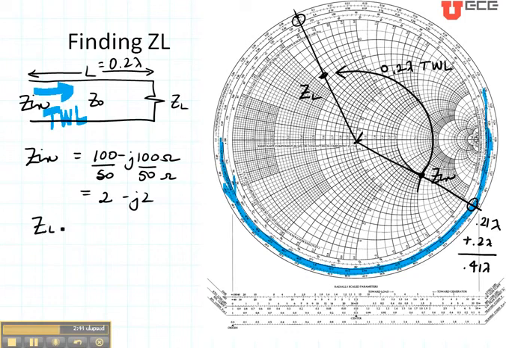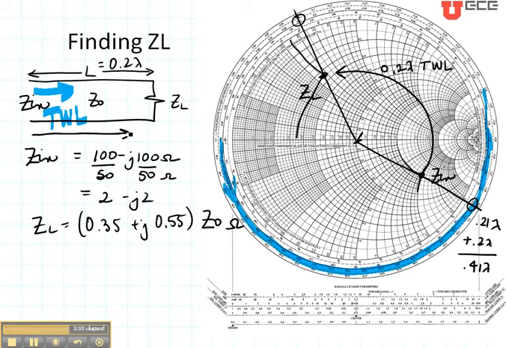Let's read my load impedance. It has a real part right here of 0.35. It has an imaginary part of about 0.55. Again, we're not in ohms, so to get it to ohms, I need to multiply by Z0, and that will tell me my load impedance in ohms. So realize what we have done here is we have moved towards the load if we know the input impedance, and towards the generator if we know the load impedance.